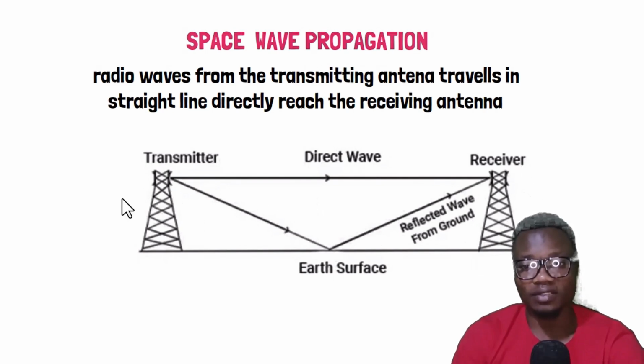So information from the transmitter travels directly to the receiver. You can also see there is information which reaches the surface of the Earth. It is being reflected from the Earth's surface to the receiver. But the most important thing to know here is that between the transmitter and the receiver, there is a direct transmission of signals from the transmitter to the receiver. We call it a direct wave transmission. So here the information is being transmitted in a direct fashion from the transmitter to the receiver. This one is a space wave propagation.